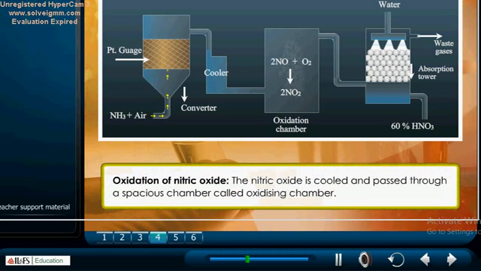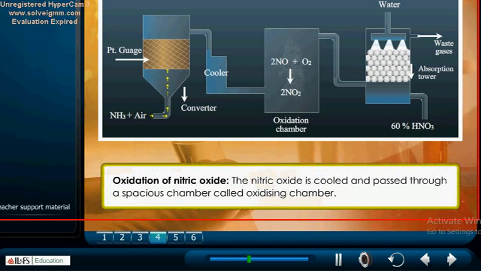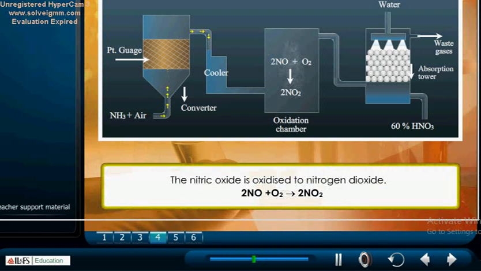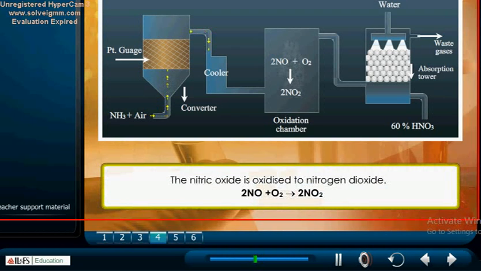Oxidation of nitric oxide. The nitric oxide is cooled and passed through a spacious chamber called the oxidizing chamber. The nitric oxide is oxidized to nitrogen dioxide.